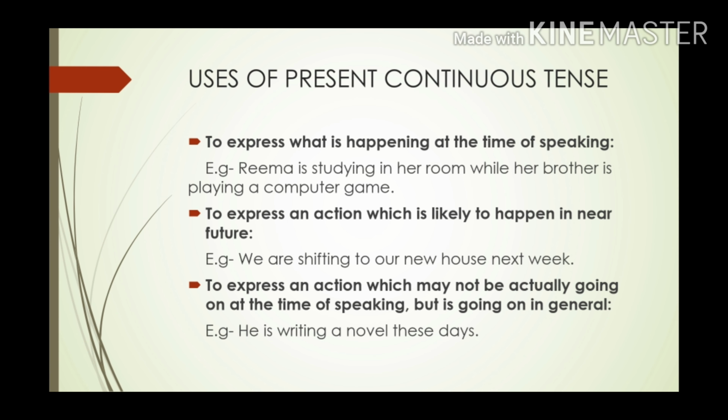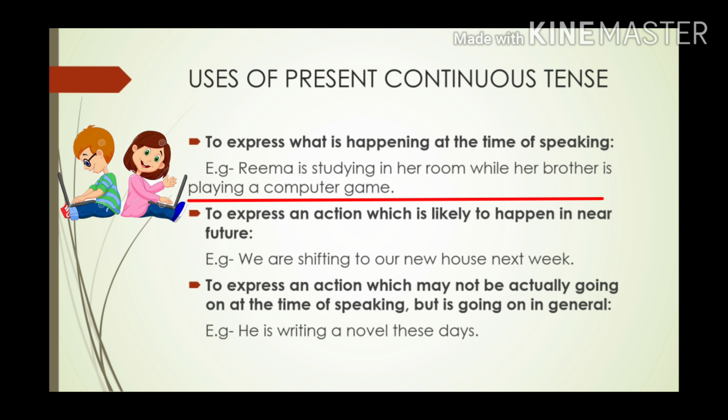Now let's see the uses of present continuous tense. We use present continuous tense to express what is happening at the time of speaking. For example, Rima is studying in her room while her brother is playing a computer game. Here in this example, we are being aware of something that is happening right now at the moment of speaking.